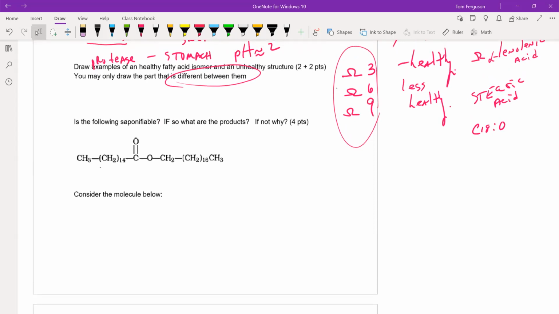Okay. All right. So is the following saponifiable? Is an ester present? Yes. There it is right there. So the answer is yes. So in an alkaline environment, we end up with this guy here, which would be palmitic acid.